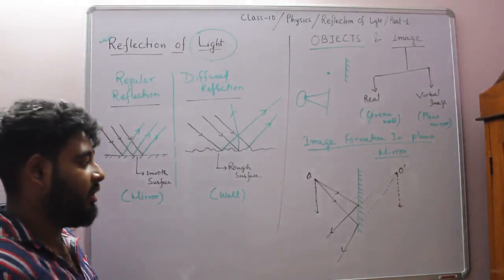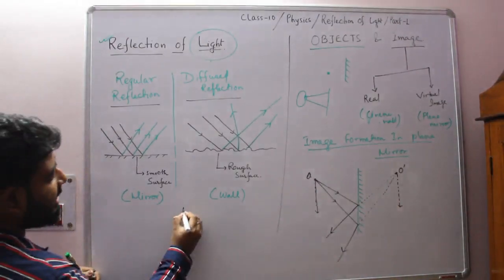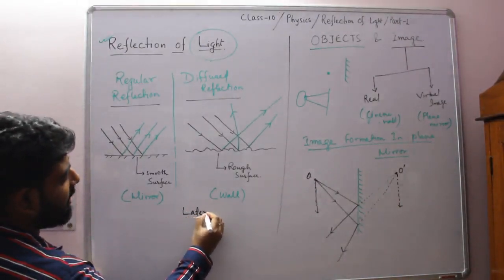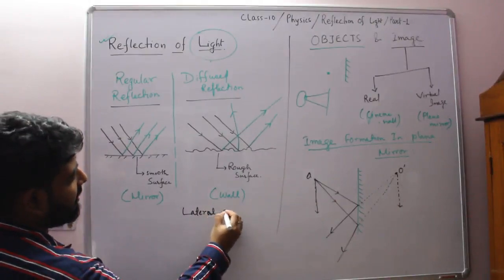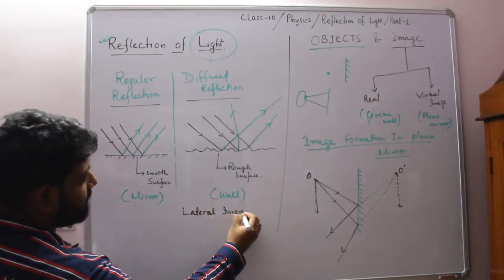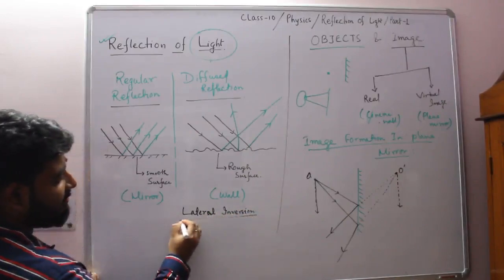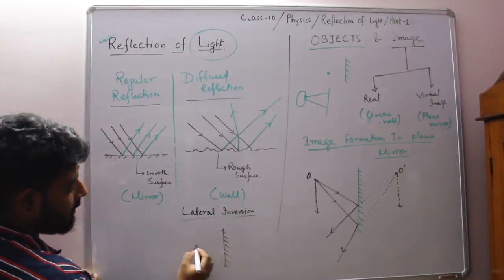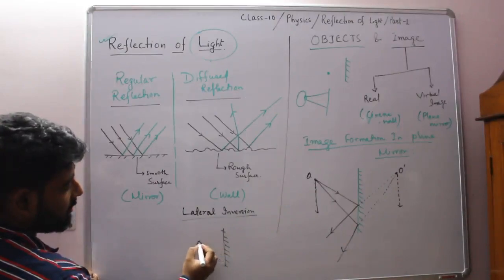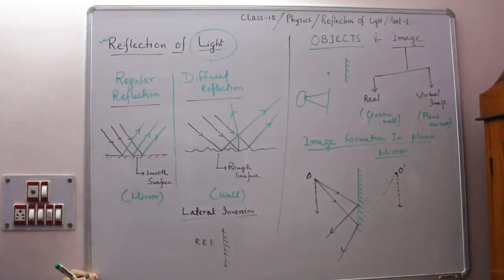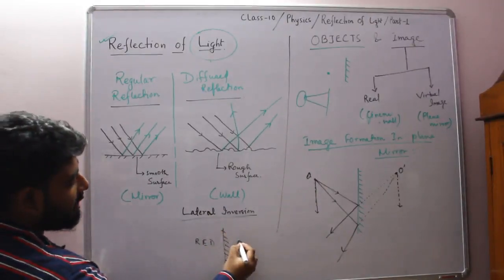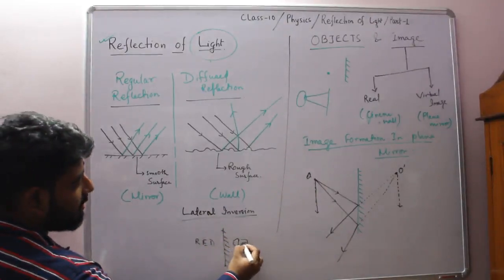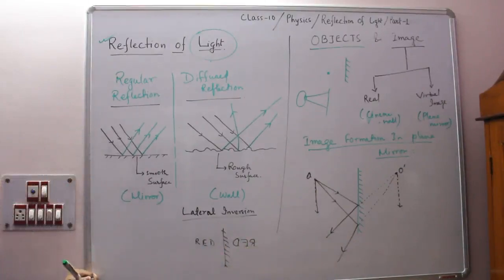Then lateral inversion. Now the next topic is lateral inversion. Very small topic. Now what is lateral inversion? Suppose this is the object. Suppose you have written R-E-D here. But in the image, how will you see? In this way, R, in this way you will see.